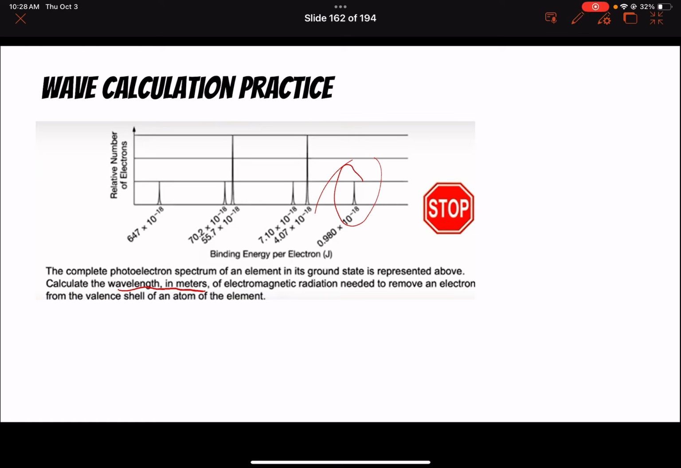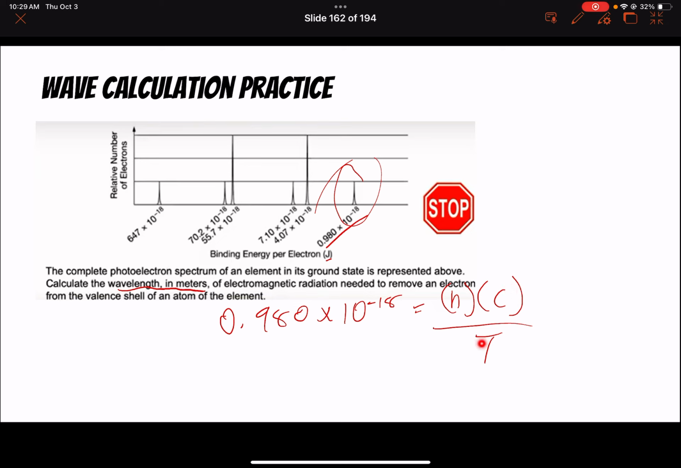So we're going to use this piece of information right here. That's representing our energy, because this is our energy in joules. So we would do 0.980 times 10 to the negative 18th equals h, which is Planck's constant, times c, the speed of light, over the wavelength. Remember, these are constants given to you: 6.626 times 10 to the negative 34th, and 2.998 times 10 to the 8th.